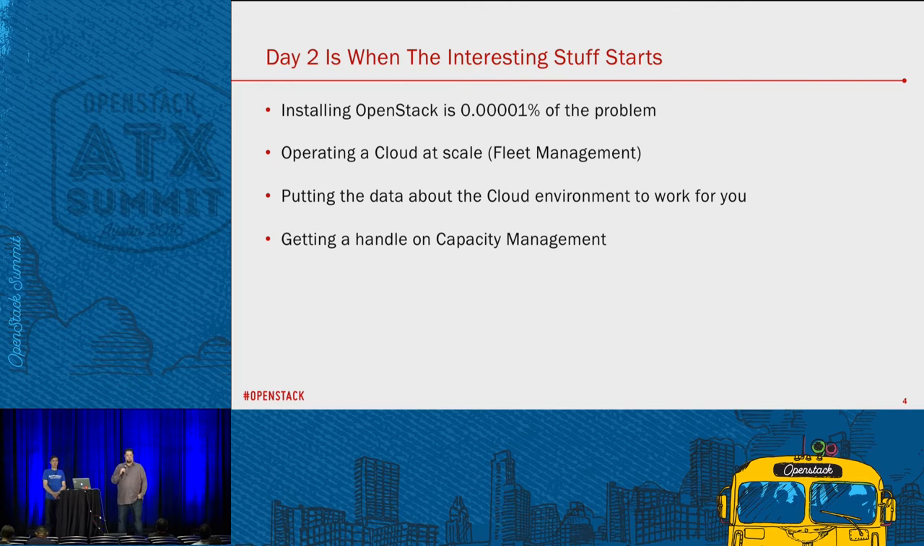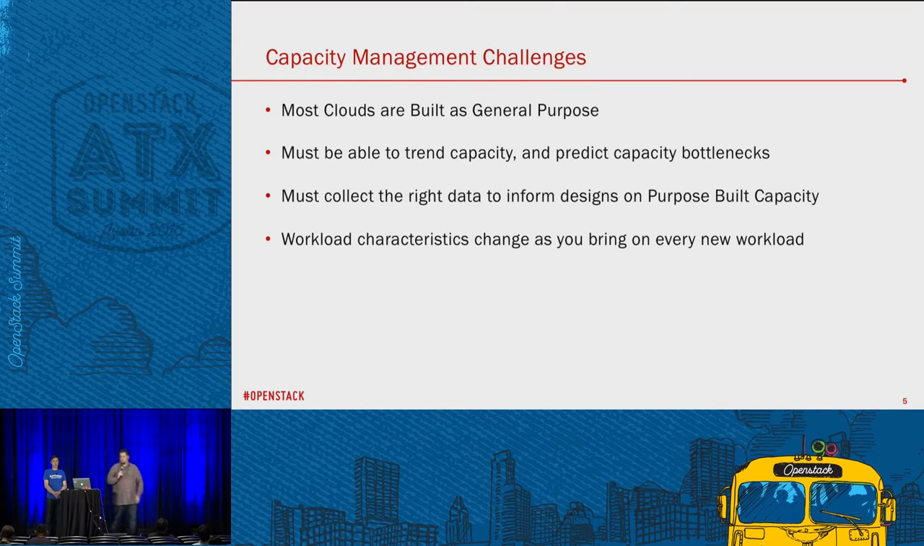Being able to collect that is a problem. Being able to visualize it and do anything useful with it is a really big problem. One good example of that is really around capacity management. Whenever you are operating a cloud at scale, being able to handle new workloads coming online and really making sure that your cloud is not a bottleneck for the innovation for the rest of your company is a challenge.